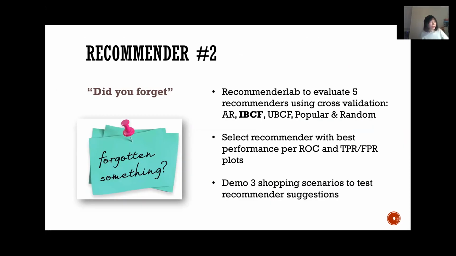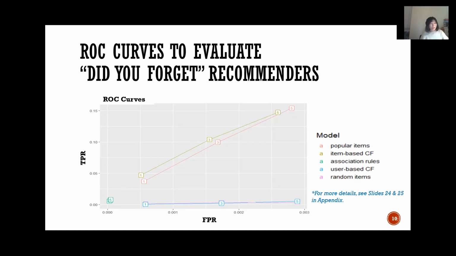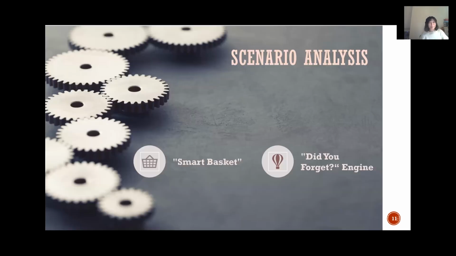The other recommender feature, Did You Forget, was developed through the item-based analysis, where the recommenderlab R package provided a framework to evaluate and compare 5 different recommendation algorithms and quickly establish the best suited approach using cross-validation. ROC performance matrix with TPR and FPR plots were used to select the optimal recommender. This slide illustrates how the optimal recommender was selected based on ROC performance matrix.